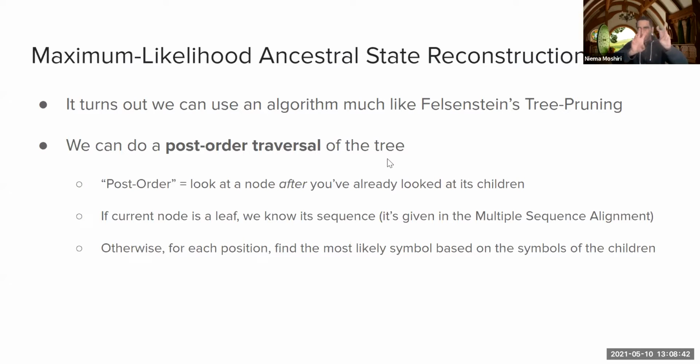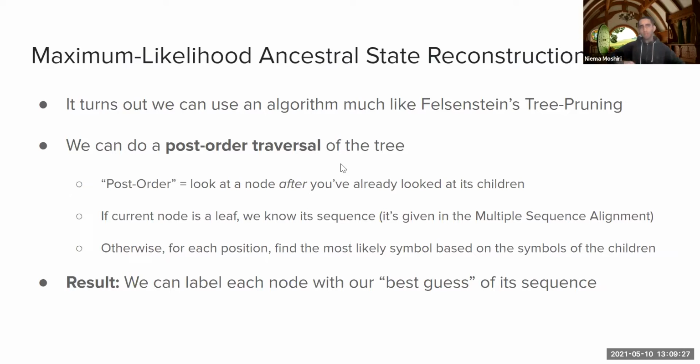Otherwise, for any internal node, any node that's not a leaf, for each position of the sequence, I try to find the most likely symbol based on the symbols of the children. So for example, if all of my children have an A in that position, then I'm going to guess that the most likely symbol for me is also an A. Versus if maybe a lot of my descendants have an A, but a couple of them have a C, maybe I would think that the most likely one is still an A, but I'm less sure now. So I can basically compute a likelihood score for each position of my sequence based on the likelihoods of each of the letters of my children's sequences.